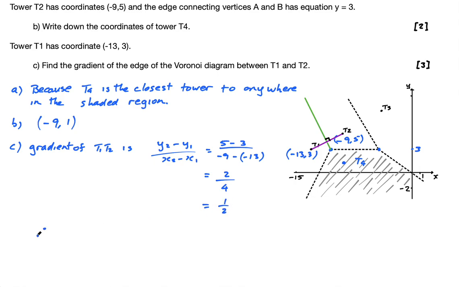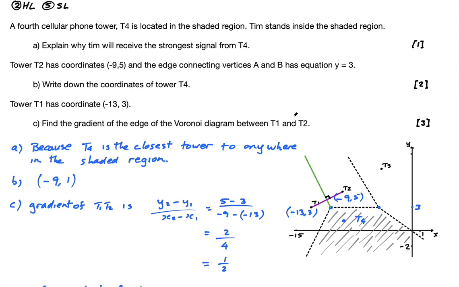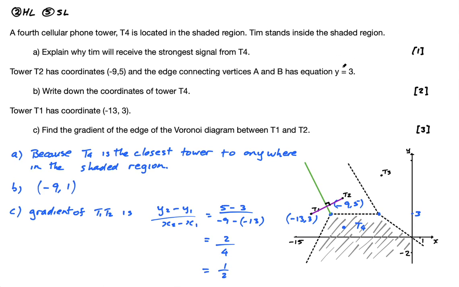Therefore, the gradient of the edge is perpendicular to this. So this gradient is a half, that's 1 over 2. What's the perpendicular gradient? Well, we flip it and change the sign. So the gradient of the edge is negative 2, because it would be negative 2 over 1, which kind of makes sense if you look at it. That has a gradient of negative 2. Okay, that is question 2 for HL and 5 for SL.